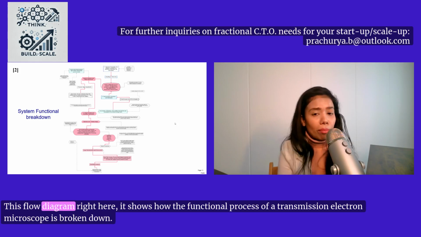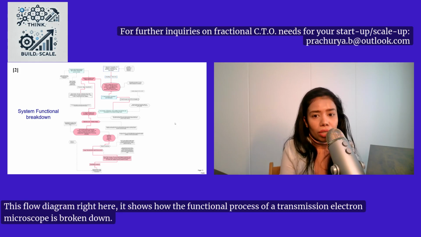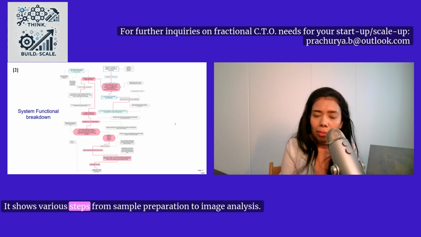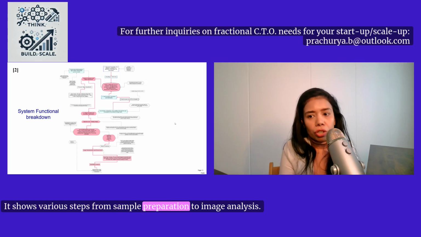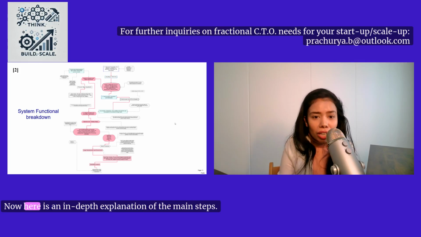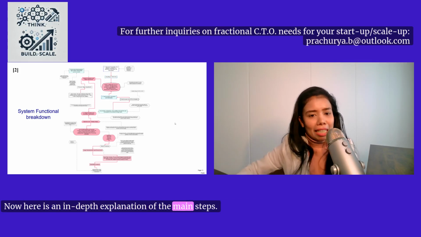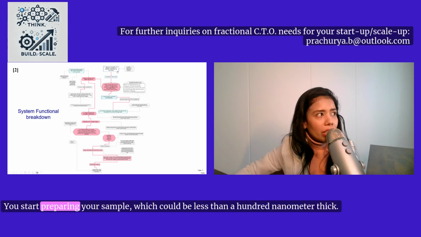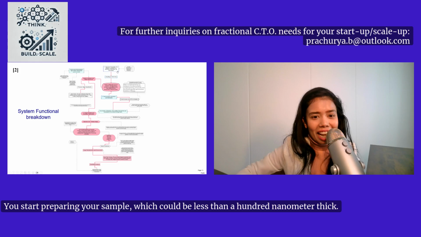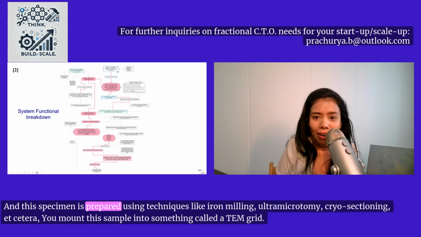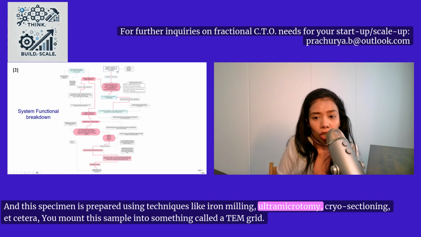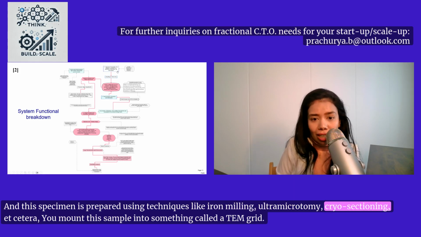This flow diagram right here shows how the functional process of a transmission electron microscope is broken down. It shows various steps from sample preparation to image analysis. Now here is an in-depth explanation of the main steps. You start preparing your sample, which could be less than 100 nanometers thick. And this specimen is prepared using techniques like ion milling, ultramicrotomy, cryosectioning, etc.